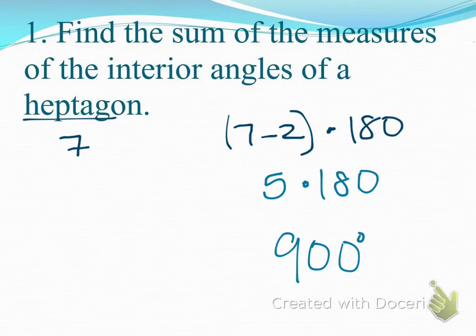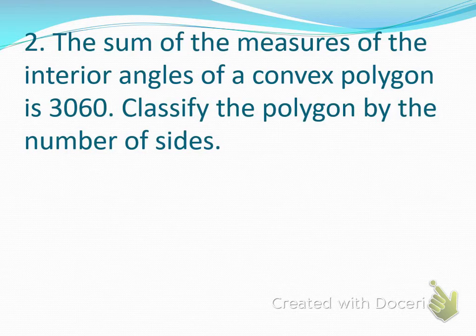All right, number 2, you're going to do the opposite. The sum of the interior angles is given. It's 3060. You're going to classify the polygon by the number of sides.